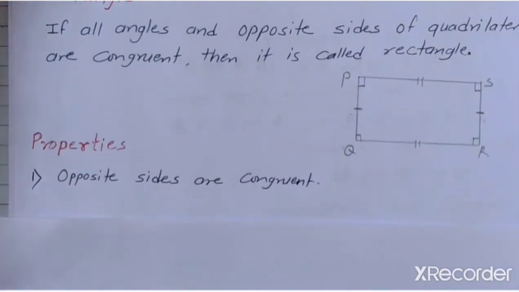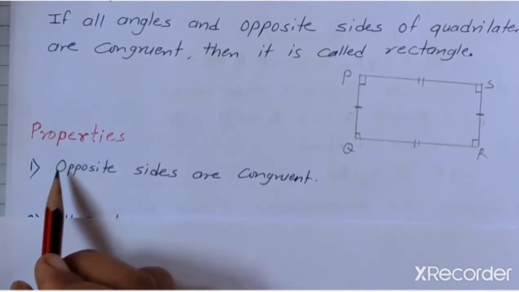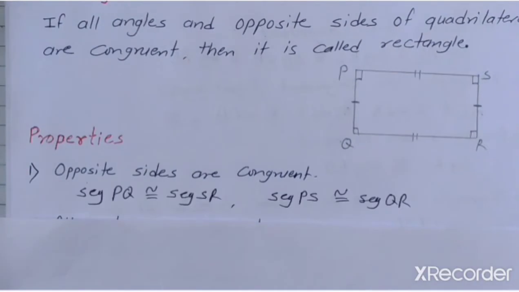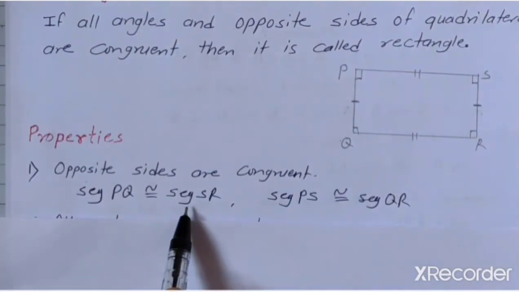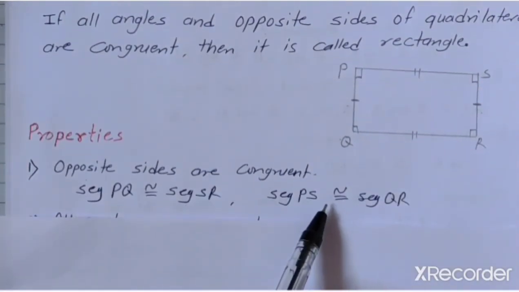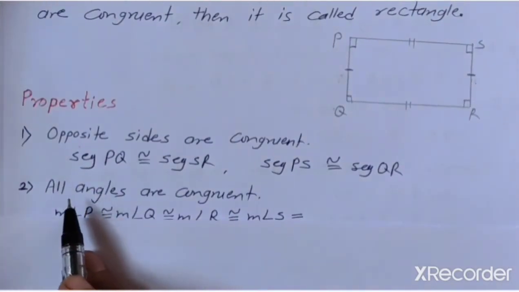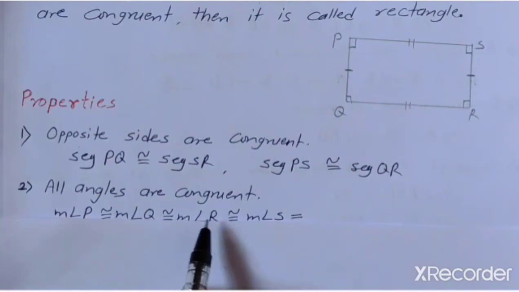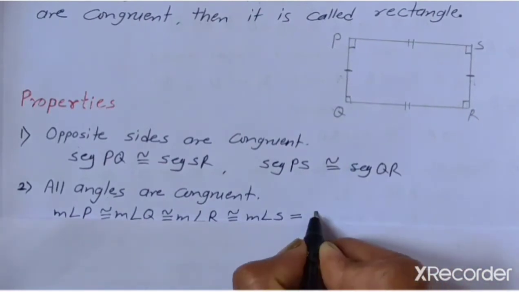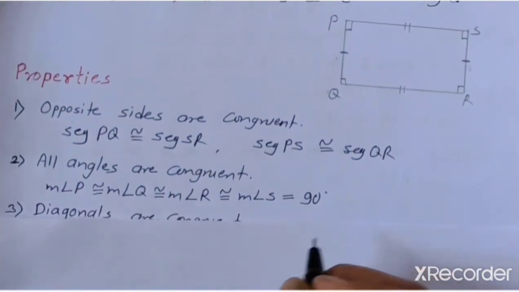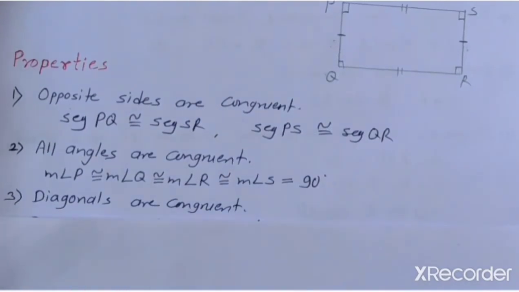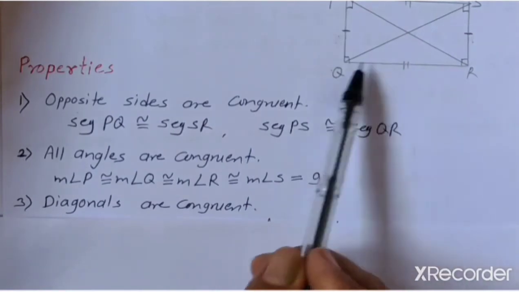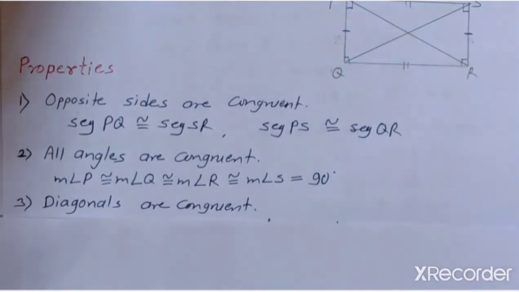So let's move to its properties. Opposite sides are congruent. From this figure we can write that these two pairs of opposite segments are congruent. The next property is all angles are congruent. Therefore the measure of these four angles is equal to 90 degrees. Next, diagonals are congruent. Therefore from this figure we can say diagonal PR is congruent with QS.